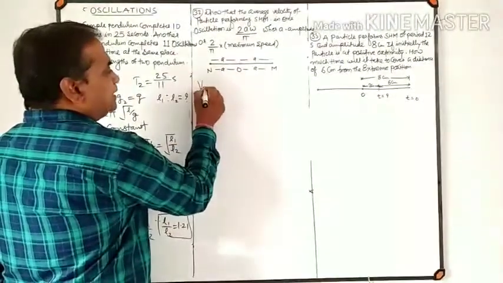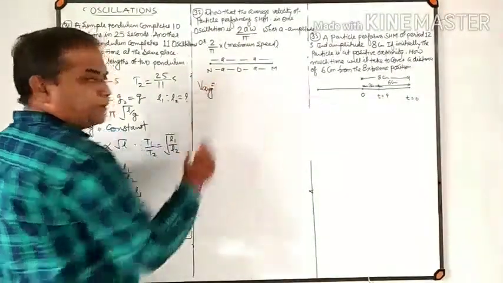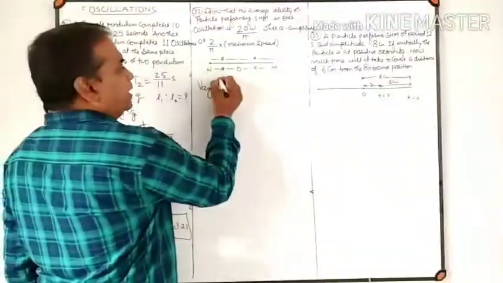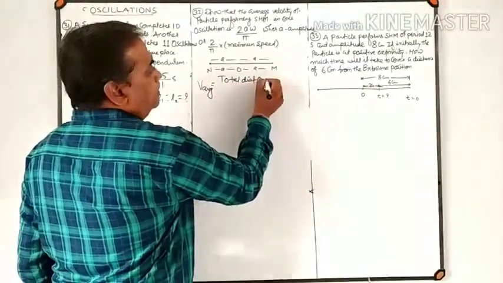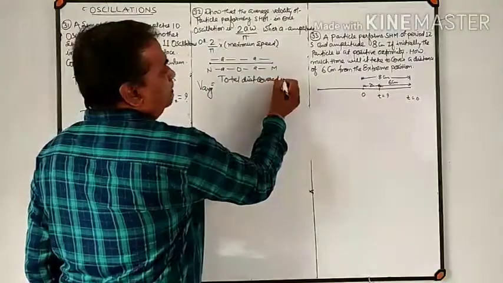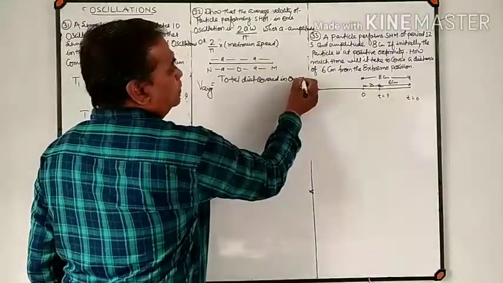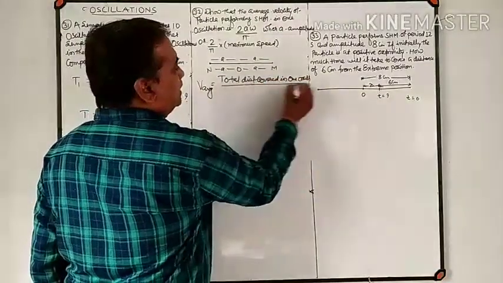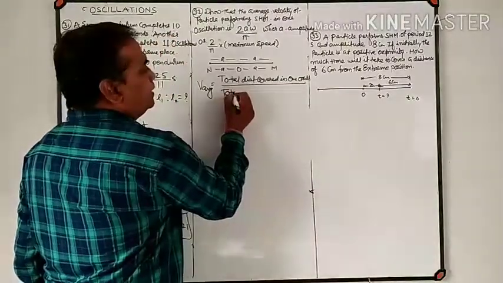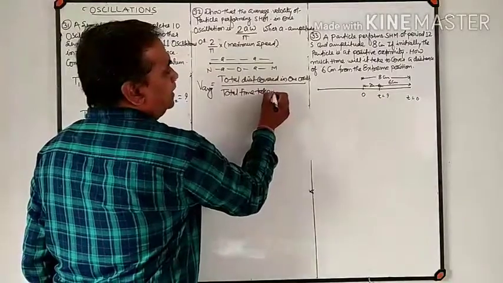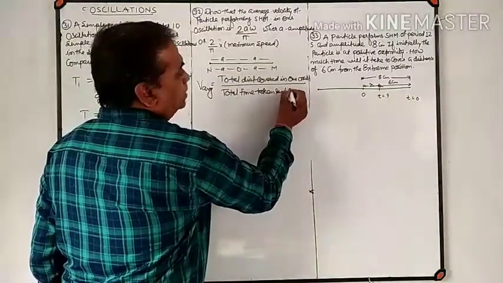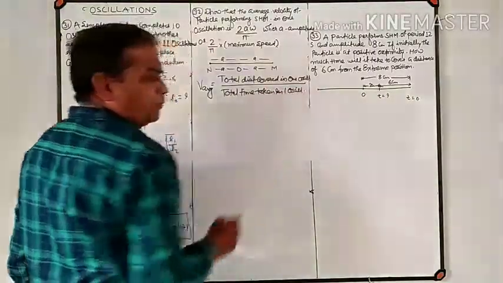Now V average, that is the average speed or average velocity of the particle, is equal to the total distance covered by the particle in one oscillation divided by the total time taken for one oscillation.